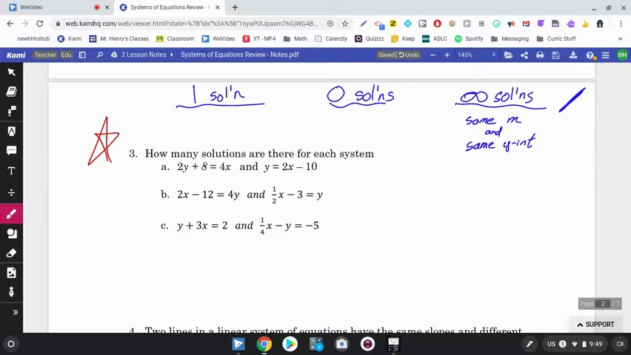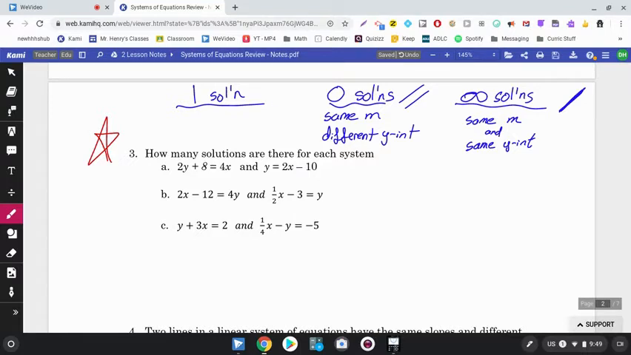Zero solutions is when these lines are like side by side. They're like train tracks. They're never actually going to meet. They're parallel lines. Well, I know parallel lines have the same slope, but this is where I would have different y-intercepts. They're close, but the y-intercept is different, so they're parallel lines.